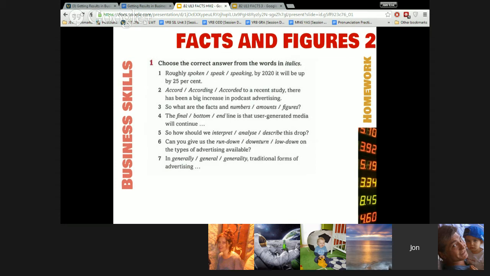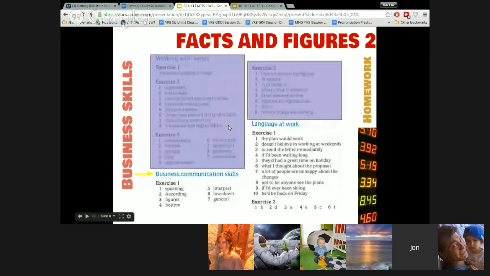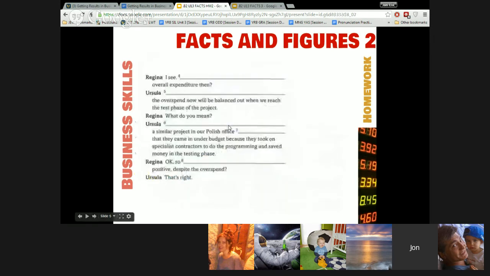So remember, all of this comes directly out of the thing that we listened to and then read. So you can always review that text if you want to see it in context. Roughly speaking, by 2020, it'll be up by 25%, roughly speaking. So you're just focusing on word form. All right, so I suggest you try it on your own. The answers are on the back, so you can correct yourself. The answers are here, where the yellow arrow is.